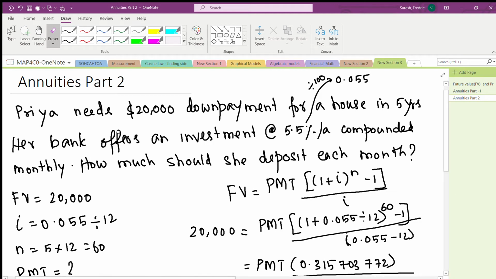Guys, in this video, we're going to talk about annuities part 2, where we are going to calculate payments, the regular payments or the regular withdrawals, depending on whether it is a FV or a PV problem.